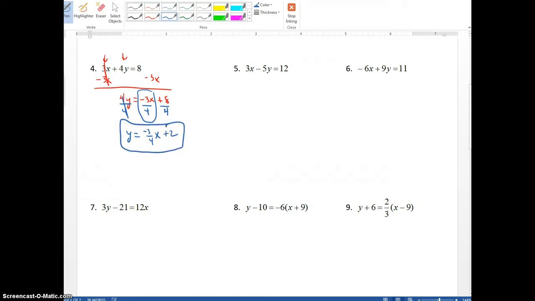You'll really see where this is important, probably in the middle of this chapter or the next chapter. So for the next one, I go ahead and I subtract 3x.